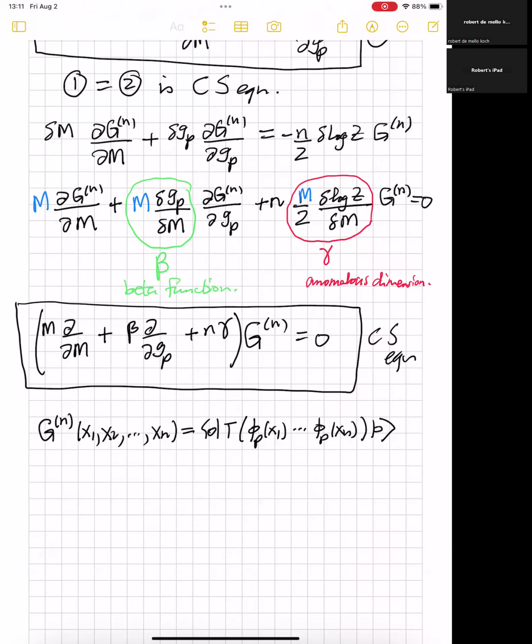What we're going to do next, we're going to calculate beta and gamma. So you've got an example of how to do it. It's always done in exactly the same way. And then we're going to spend a little bit of time building up some interpretation for the Callan-Symanzik equation. And I really want to prove to you that beta is telling us about how the coupling changes as we change scale. And I want to prove to you that gamma is telling us about how the field strength changes as we change scale. We'll do that in a moment.